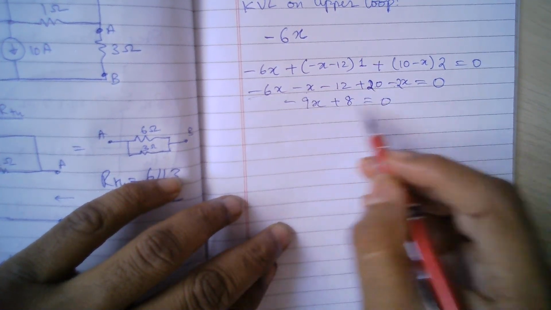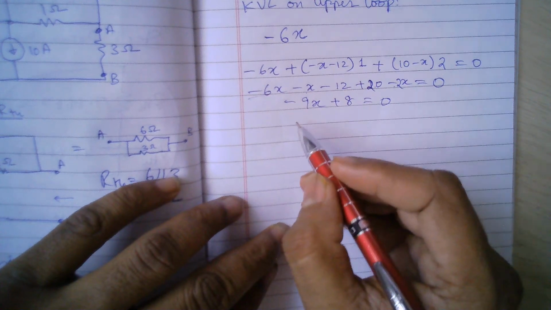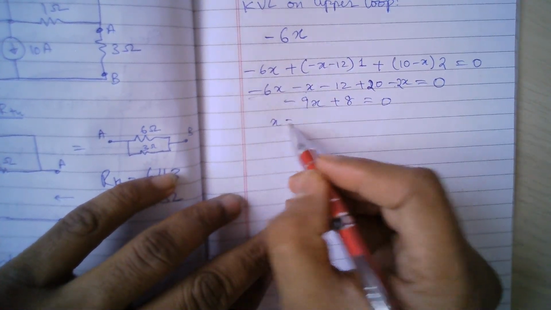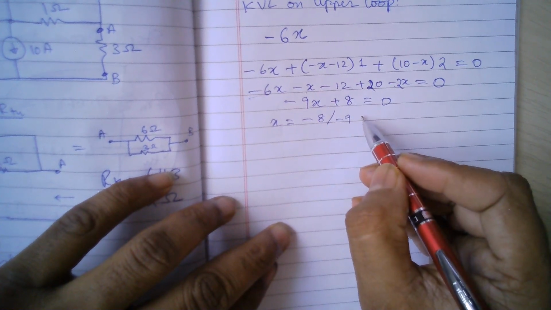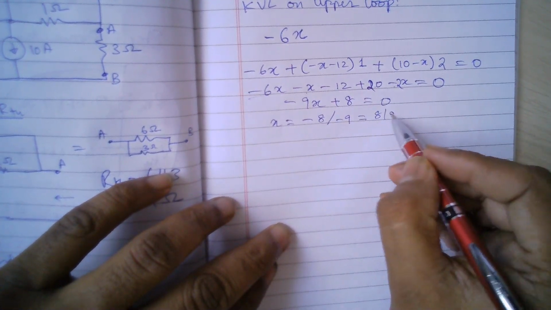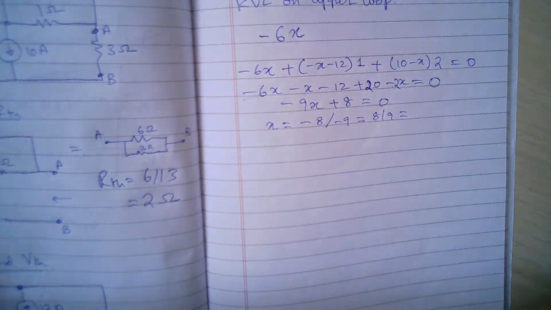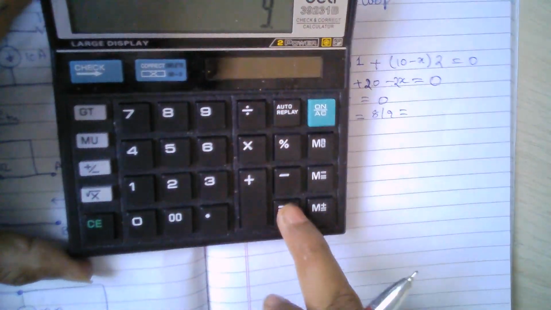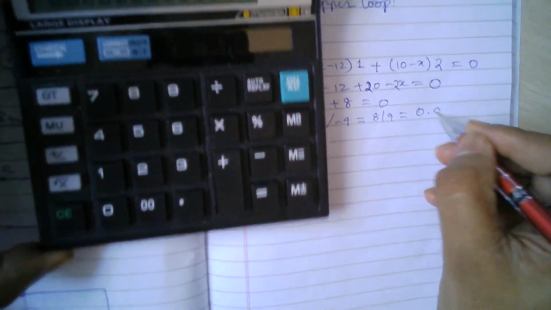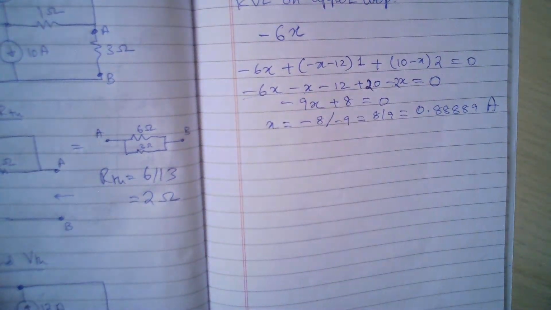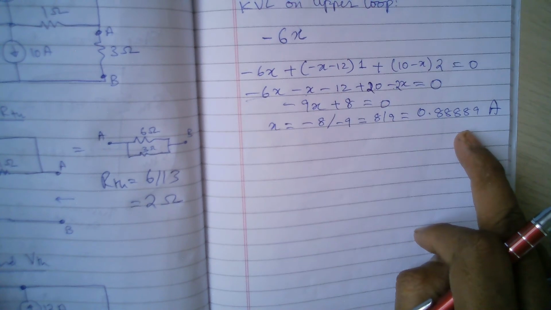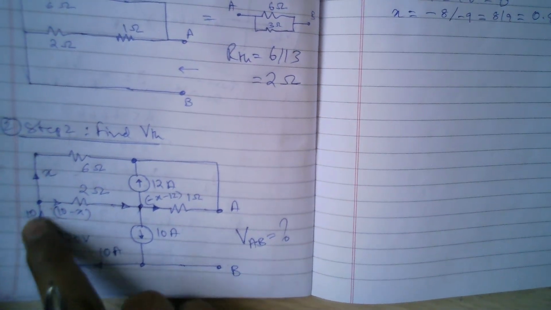Just verifying. If I make a mistake, then my final answer will not match, but anyway. Now X is nothing but minus 8 divided by minus 9, which is 8 by 9, so 8 divided by 9. That is 0.88889 amperes. So I got the value of X. Knowing the value of X, now I can find the VBA.